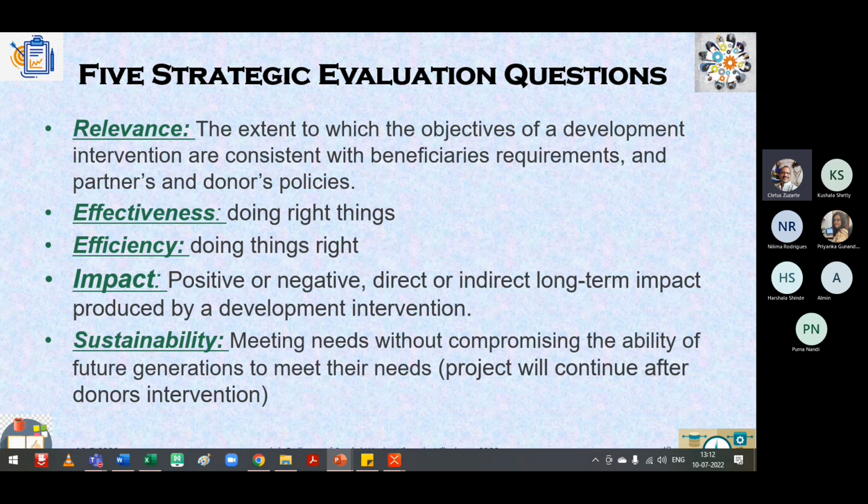Then you're looking at sustainability and the impact. These are 2 important things. Sustainability is looking at whether you are doing a project that will make a change and will actually continue after you have undertaken it. Are you meeting the needs of this community without compromising the future? Impact would be in terms of long-term impact. Is there some kind of positive or negative impact for the future?